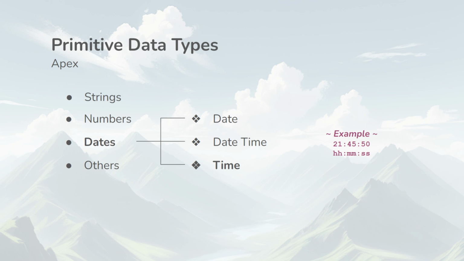Time. This stores information about the time of day. This doesn't hold information about date or time zone. This in general is used to store time specific information like at what time a shop opens or closes daily or at what time you wake up on a weekend.